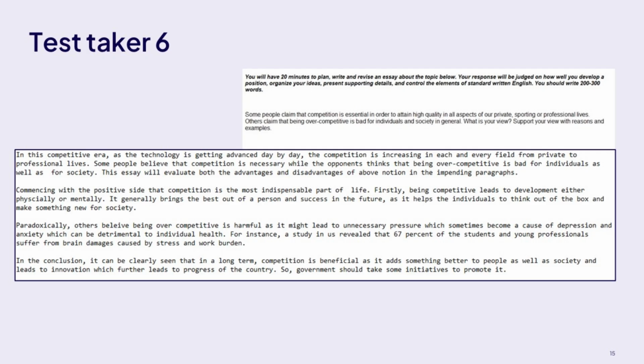For example, at the start of their second paragraph, they write "commencing with the positive side that competition is." This test taker displays a suitably wide range of vocabulary for B1 level, with some higher level vocabulary also used, such as "paradoxically," "detrimental," and "initiatives." However, they make errors with idiomatic language, for instance, "to think out of the box." There are also a number of spelling mistakes, which impact their overall score.